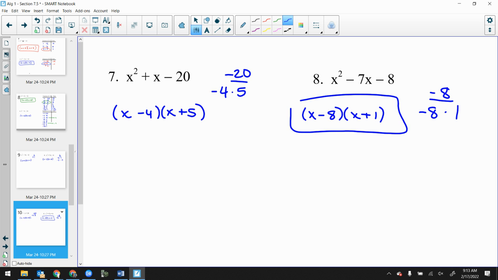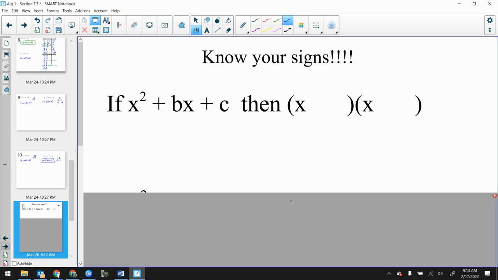Now, at the end of this, I want to show you there are some tricks to remembering what the signs are. Some of you guys might like these tricks because these work every time. Some of you guys are just going to be like, whatever, I'm just going to look at the numbers. Take a look at the last term there. If I have to multiply to get to a positive and add to get to a positive, these are both going to be positive.